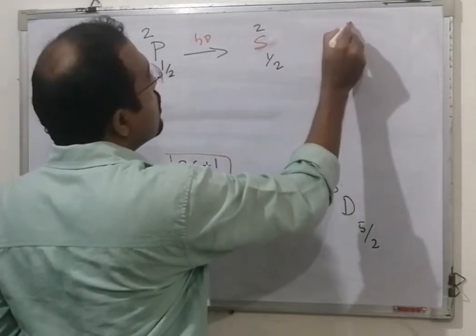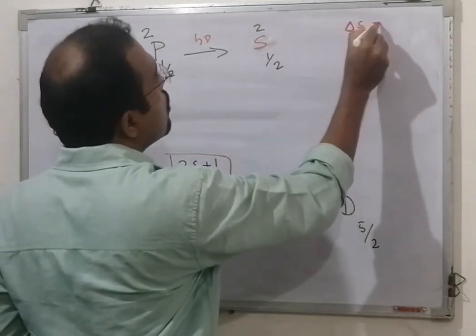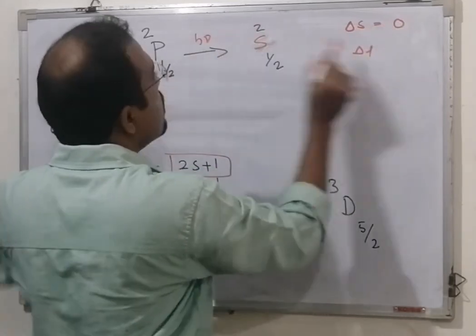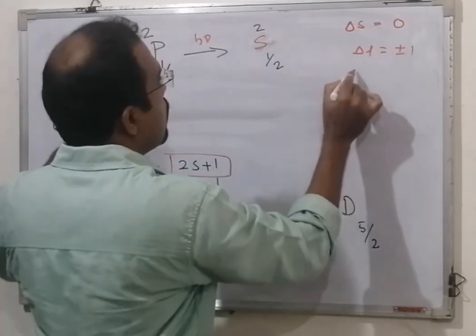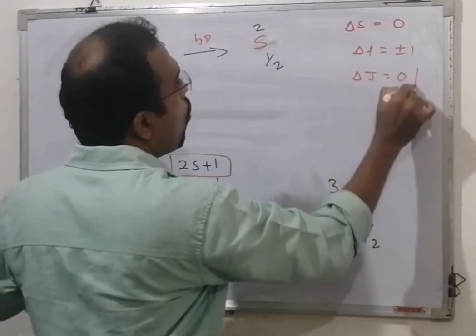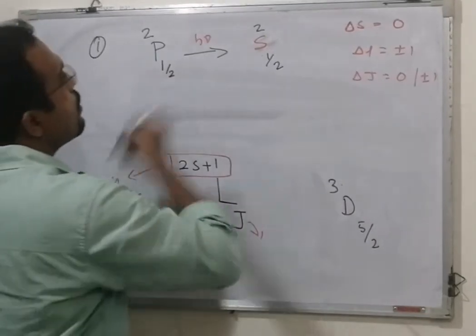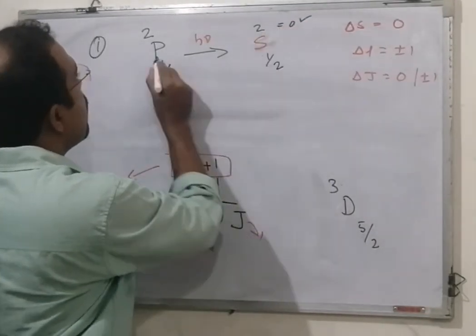This state, that is delta S, should be 0. Delta L, the middle state, should be plus or minus 1. Delta J should be 0 or plus or minus 1. Look at here: 2, 2, 0. Therefore, this is 0. Allowed.